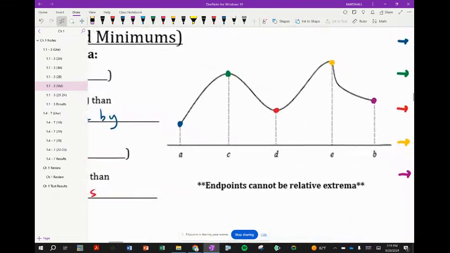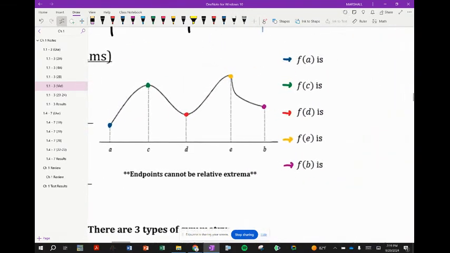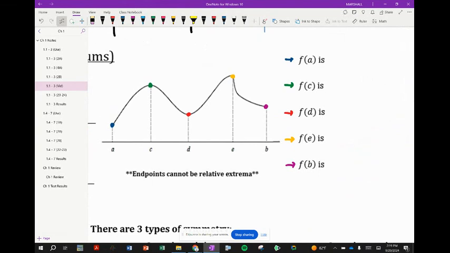One other little caveat is that endpoints cannot be local or relative extrema, but they can be absolute extrema, just by definition. So if you look at this picture here, we got some x values down on the axis there. I don't know why they're not in order, but the x values are the letters down on the axis. Their corresponding y values are what we're going to talk about as being the maximums and minimums. Maximums and minimums, extrema, are always y values. So if we look here for the highest point on the graph, that would be at E, so that would be the y value f of E.